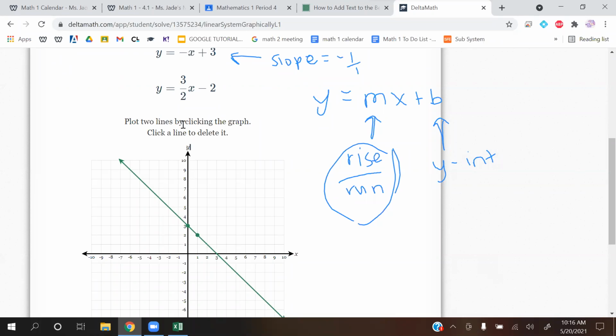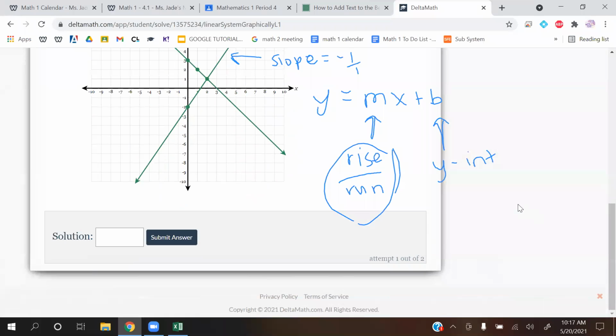Let's take a look at our second equation. So we have a y-intercept of -2. So I'm going to start over here at the -2. And from that -2, we're going to go rise 3, and run 2. That means I'm going to go up 1, 2, 3, and I'm going to run 2 to the right. And so these are my equations. Before we move on, are there any questions about how to graph these?